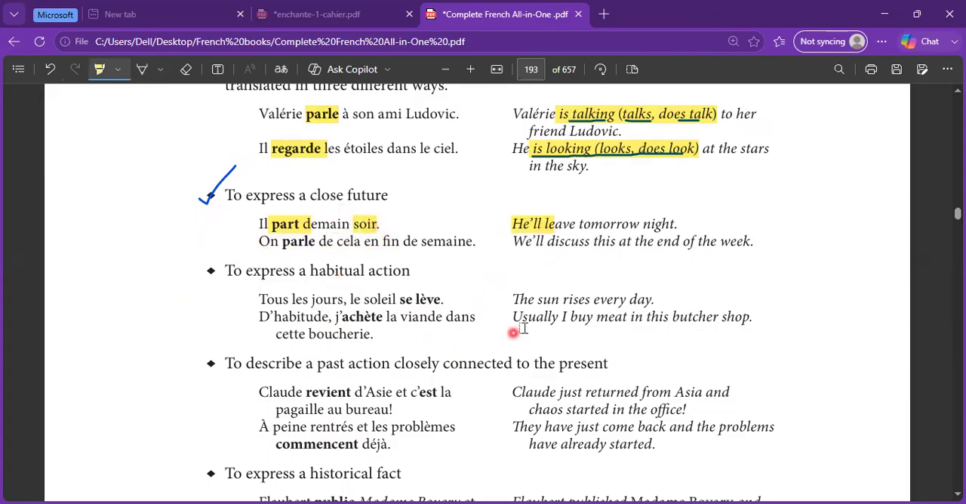You can make a simple sentence: we'll discuss this at the end of the week. Again, this is going to take the présent. On parle de cela en fin de semaine.